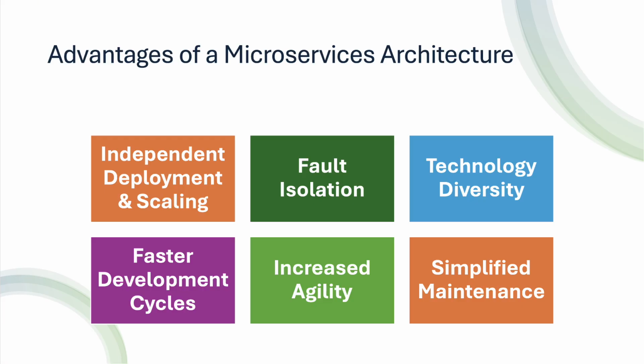Let's talk about why microservices are so popular. First, they're highly scalable. If one part of your app, like checkout, suddenly needs more resources, you can scale just that service without touching the rest. Second, they support independent deployments. You can update or fix a single service without redeploying the entire app. That means faster releases and less downtime.